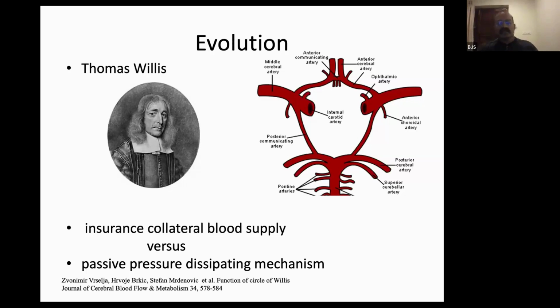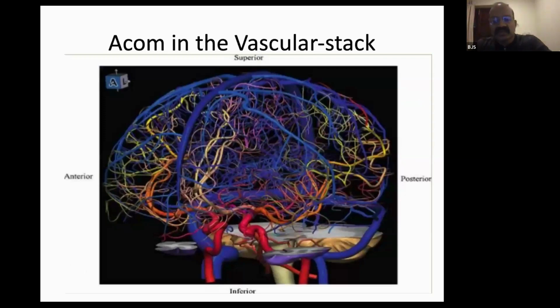So this is the maze of the vasculature of the brain, the arteries and the veins. And in this maze, the anterior communicating artery forms a very minuscule part of the entire brain circulation.